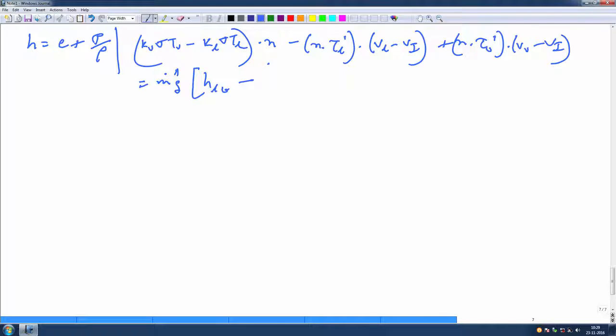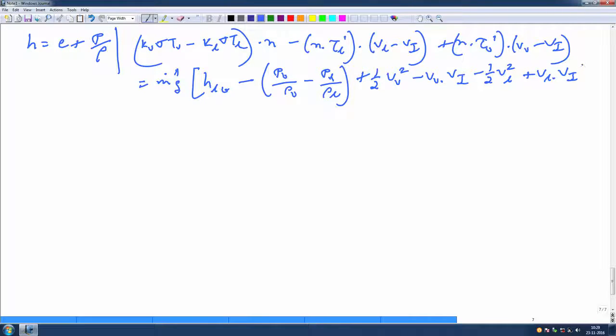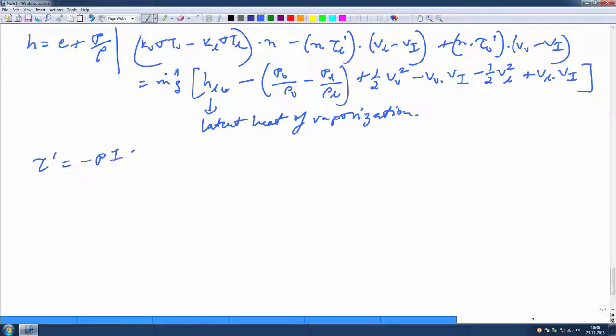HLV, that is a latent heat component, PV rho V minus PL rho L plus half VV square VI plus half VL square plus VL into VI. Okay, so this is basically the latent heat of vaporization. Right, okay. Similarly, likewise, we told earlier that the stress tensor is already predefined, right? Pi plus 2 mu d minus 2/3 mu, okay, into the corresponding identity.